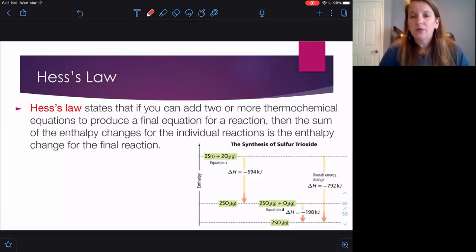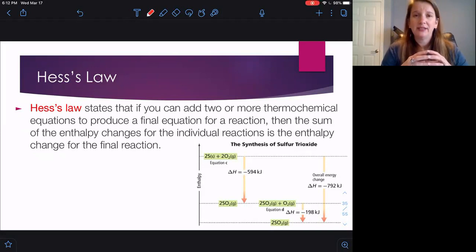So when you look at this graphic down here on this slide, it shows the synthesis of sulfur trioxide, which we would assume would take sulfur and some oxygen gas and put them together to make sulfur trioxide. But it really occurs in a couple of different steps, where the sulfur and the oxygen first react to form sulfur dioxide, and then the sulfur dioxide reacts with oxygen again to form that sulfur trioxide. So what Hess's law says is that we can take the enthalpy change from each of those steps and add those enthalpy changes together to get the overall enthalpy change of the reaction itself.